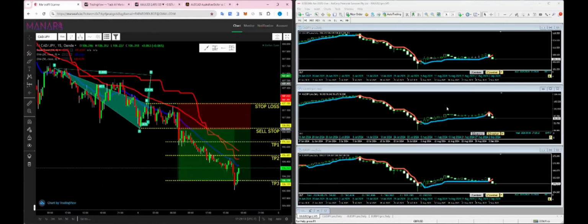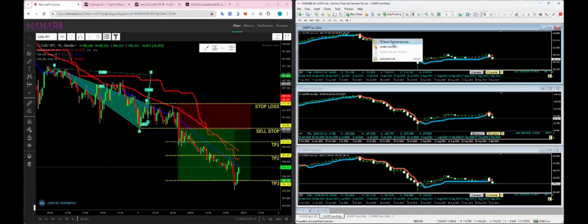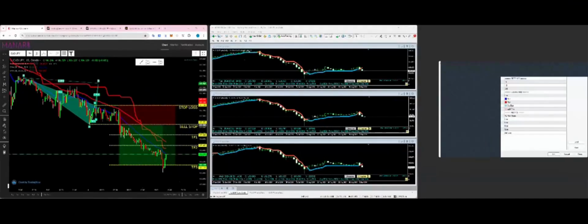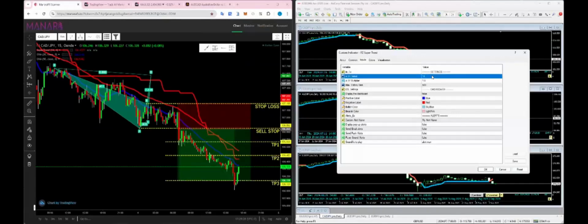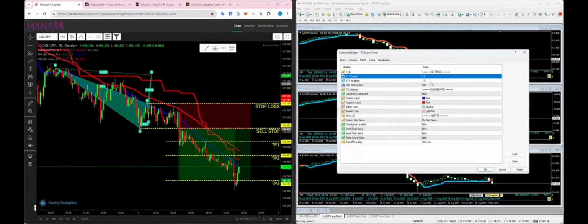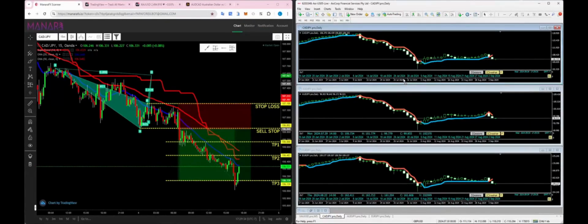Now, to check the correlation, you need to use the daily time frame. You see how it says here, daily, daily, and daily. And the super trend is going to be 14 and 1. 14, period, and multiplier is going to be 1. That's very important, 14, 1.